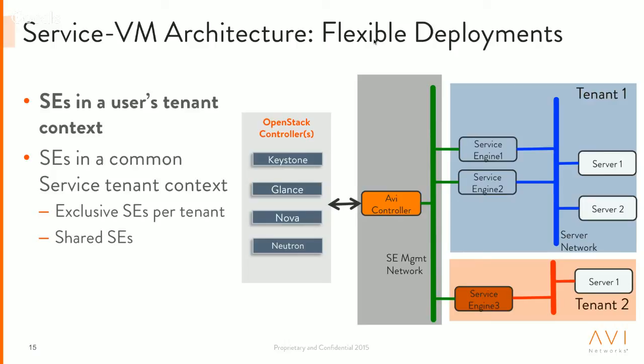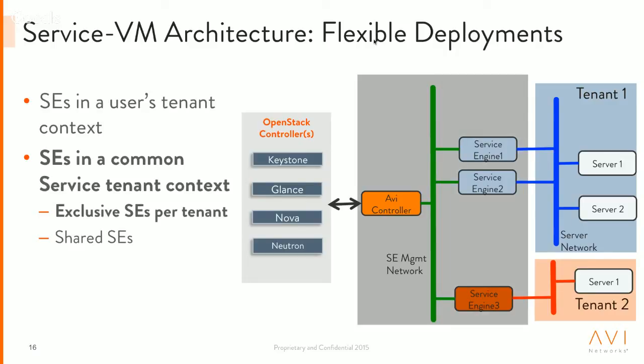One option is service engines in tenant context, where you create them in the tenant context, and they're still connected to the controller in the management network in a separate context. Or you can have all the service engines created in a common service tenant context so that they can charge based on how many load balancers are created rather than how many VMs they're using. So it's a different chargeback model and different ways that people want to manage.